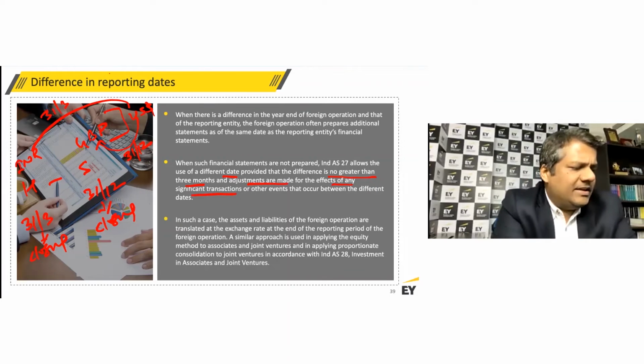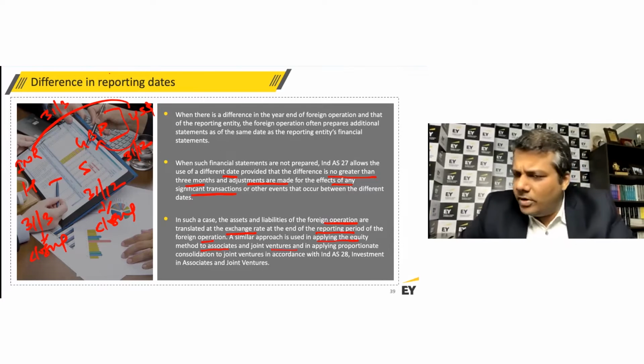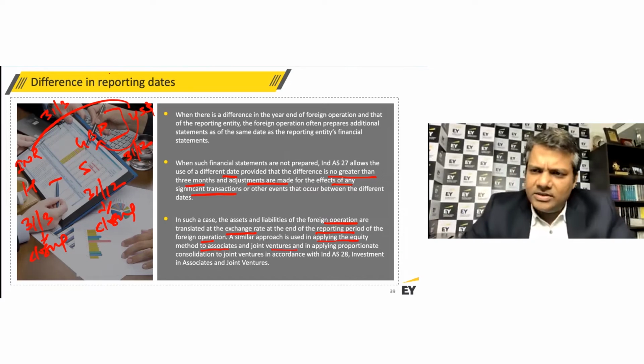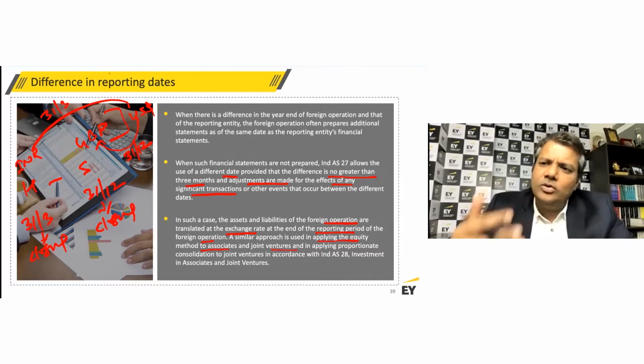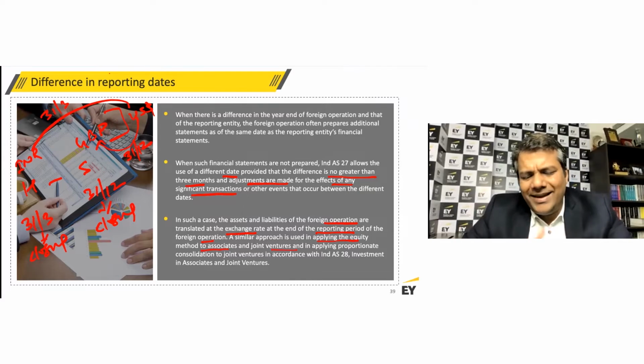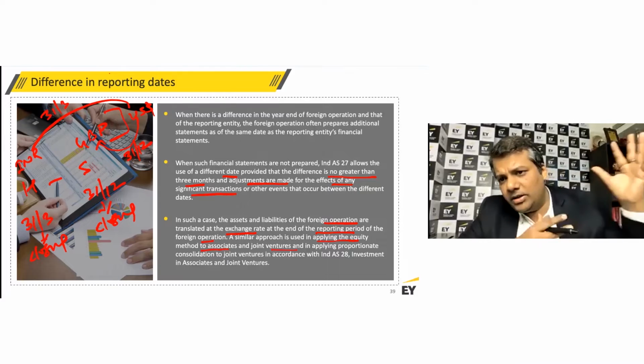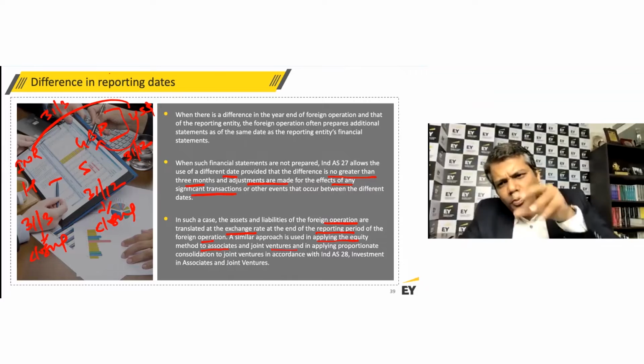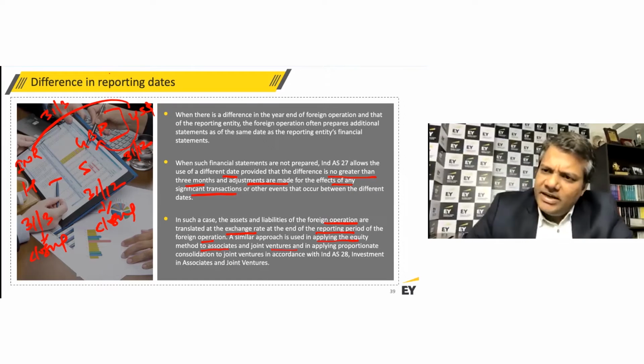The assets and liabilities of the foreign operations are translated at the exchange rate at the end of the reporting period of the foreign operation. A similar approach is used for equity method associates as well as joint ventures. So when you do equity accounting, or consolidation in case of joint operations or jointly controlled assets, you will follow the same principle. You take the rate of exchange relevant to the reporting date of the entity which is getting consolidated, not the reporting date of the main consolidated entity. So for every operation, you have to follow their closing date and the closing rate.